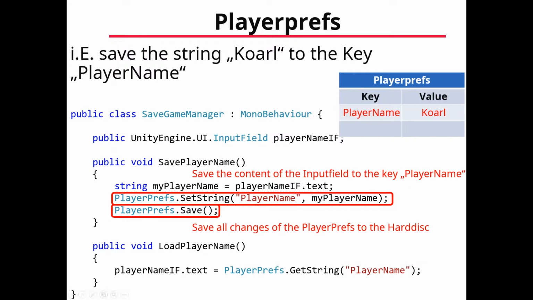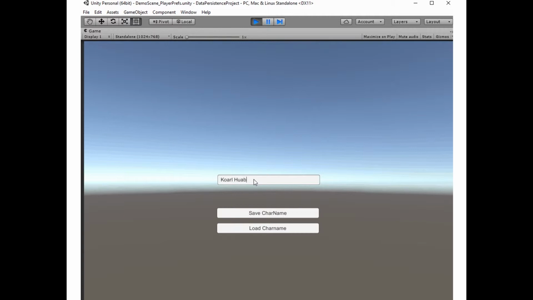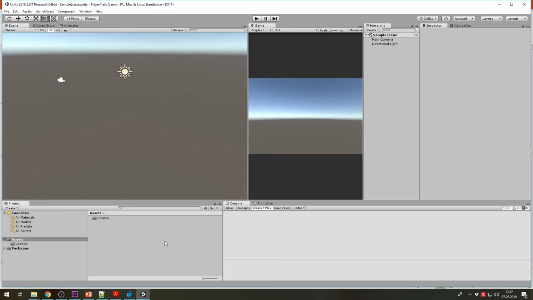All right, now if you want to load it, you can write this line of code. So here's again the text, and we just get the string from the key player name. Let me show you how this would work in a practical way. I recorded this GIF, so I just write some text here, save it, and when I then stop play mode and go into play mode again and load it, it's still there. So data persistence definitely works. And now let's do this in Unity.